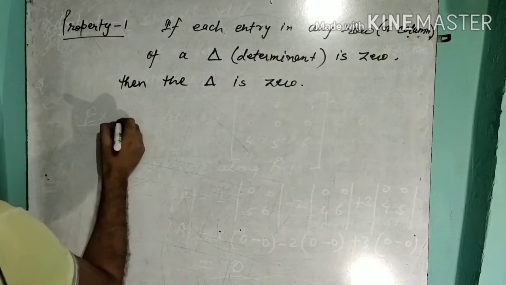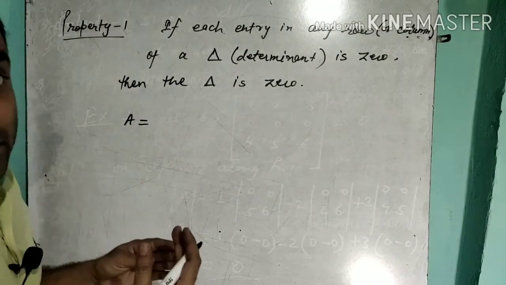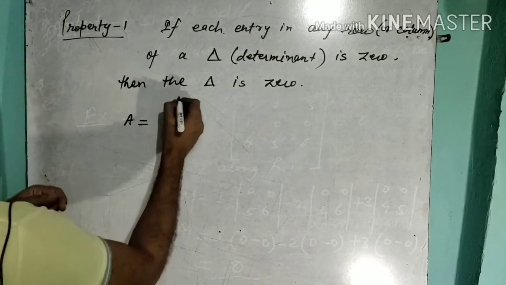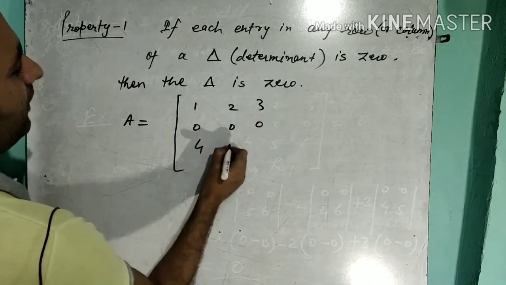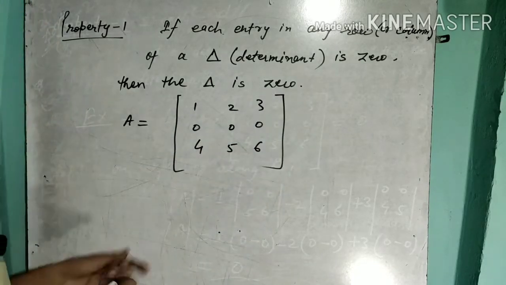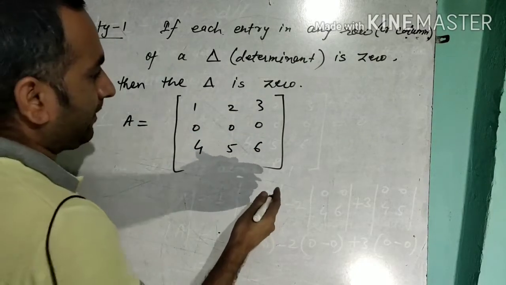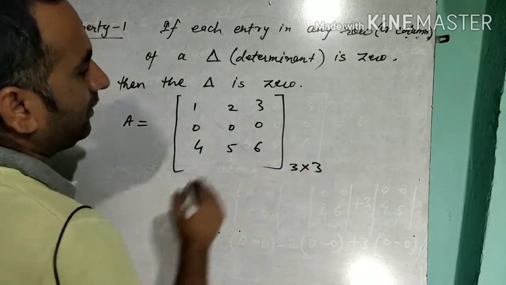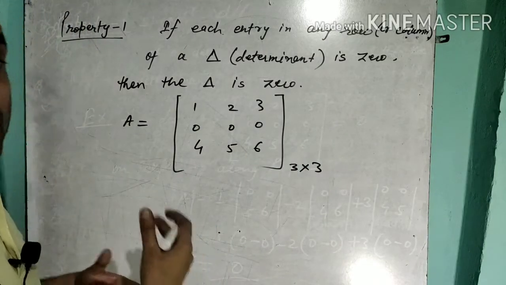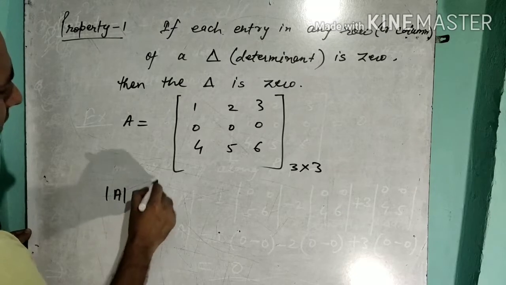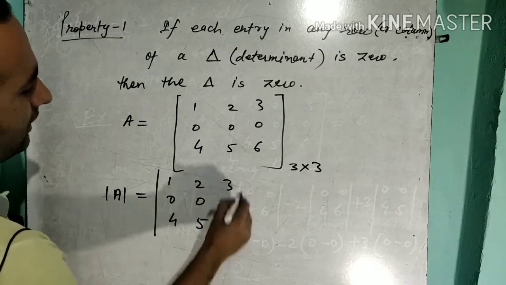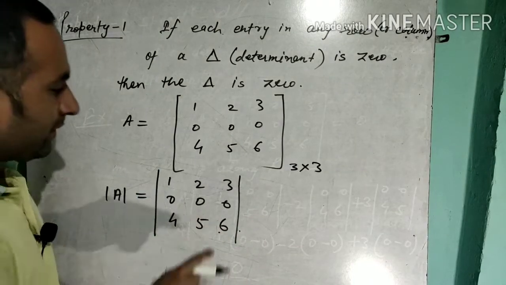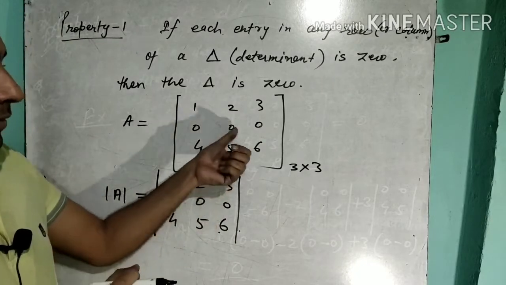Now let's take an example. Suppose A is a matrix, and for a determinant we need a square matrix. I am taking the matrix with rows 1 2 3, 0 0 0, and 4 5 6. It is a square matrix of order 3 cross 3. Now we convert it into determinant form: determinant of A is 1 2 3, 0 0 0, 4 5 6.